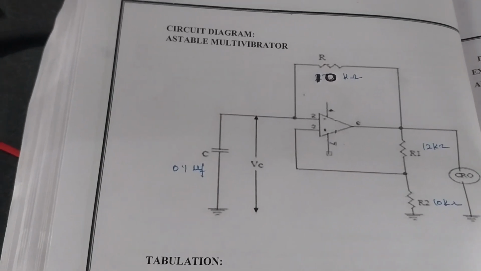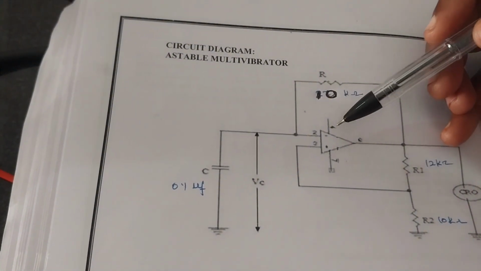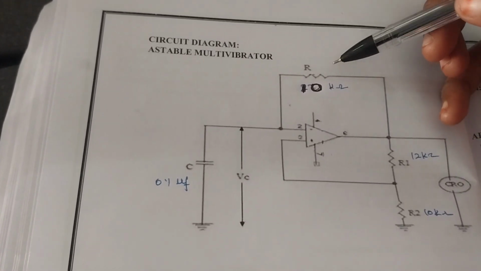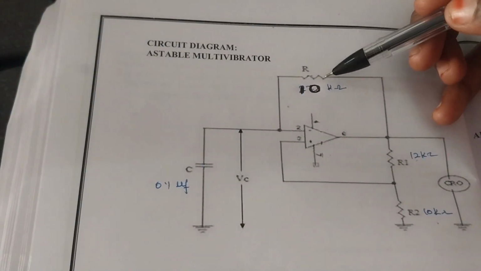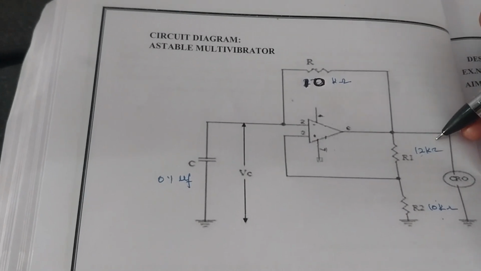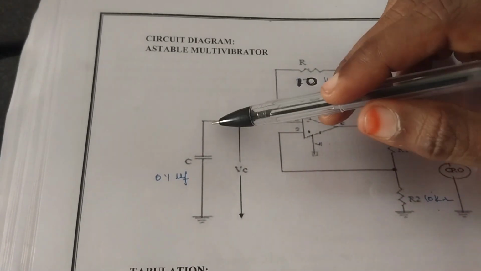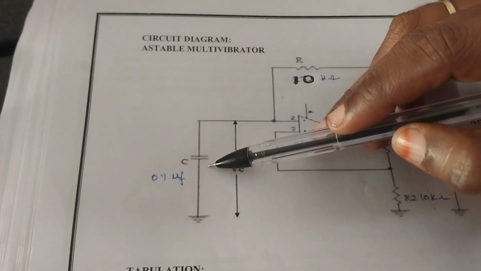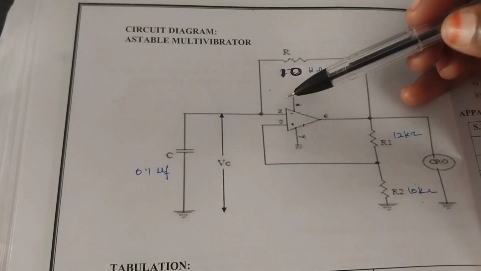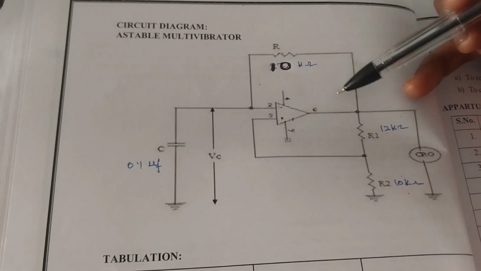Now let me see the circuit diagram of the astable multivibrator. Here we are using one IC741 and three resistors. One resistor is 10 kilo ohm, another is 10 kilo ohm, and another resistor is 12 kilo ohm. The second pin of the IC is connected to a 0.1 microfarad capacitor that should be grounded. From the second pin, a 10 kilo ohm resistor should be connected to the sixth pin.